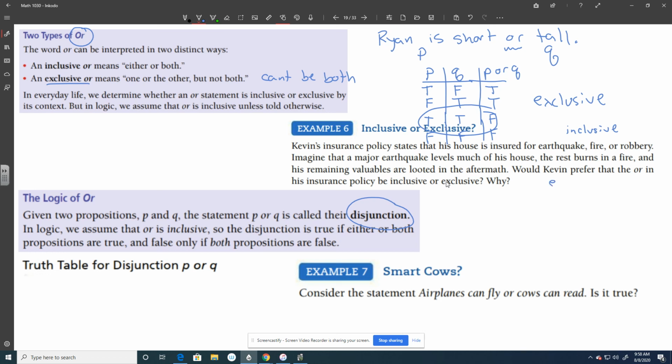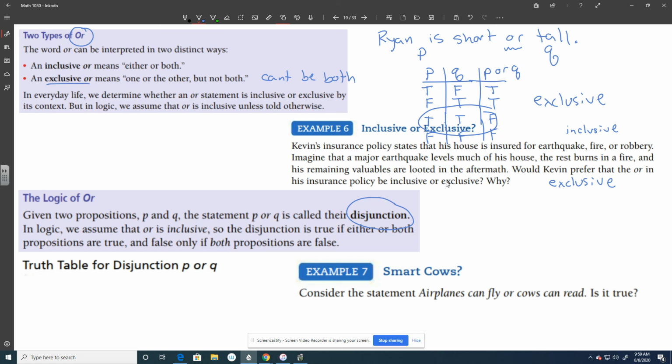If it was an exclusive statement and there was an earthquake that knocks his house down, and then it catches on fire, and then someone comes in and steals all of his stuff, the insurance wouldn't cover all of them. It would only cover one. So inclusive would be a good thing for Kevin, because it would cover all of them or individually, okay? So we call that a disjunction when there's the or.